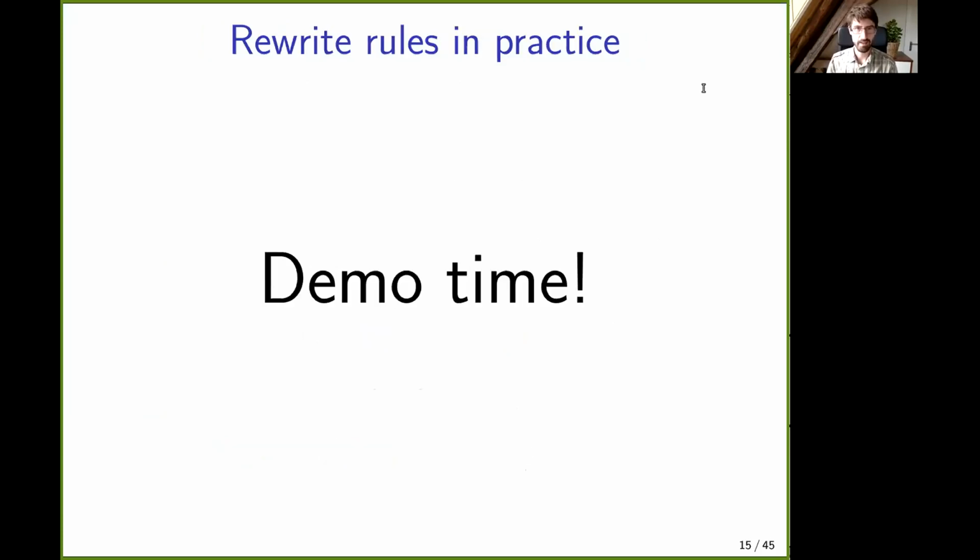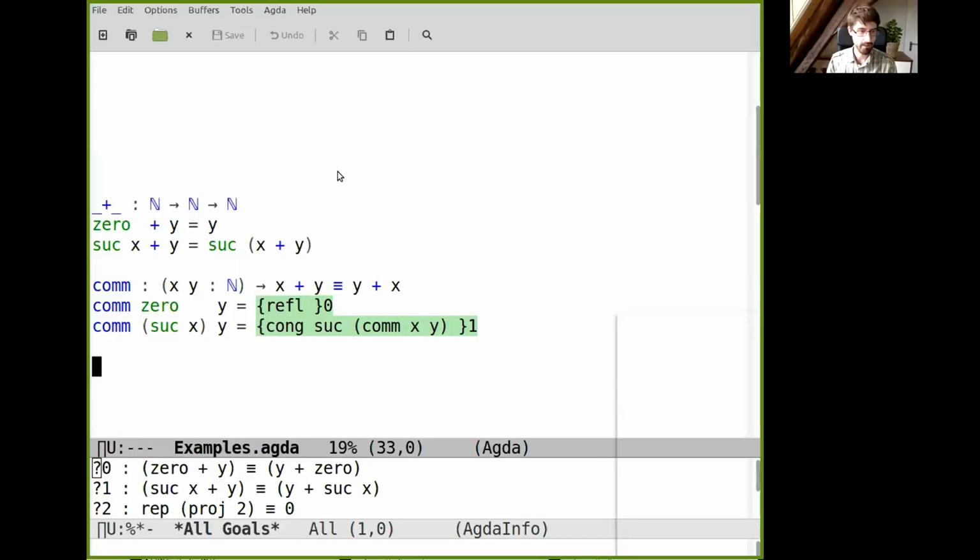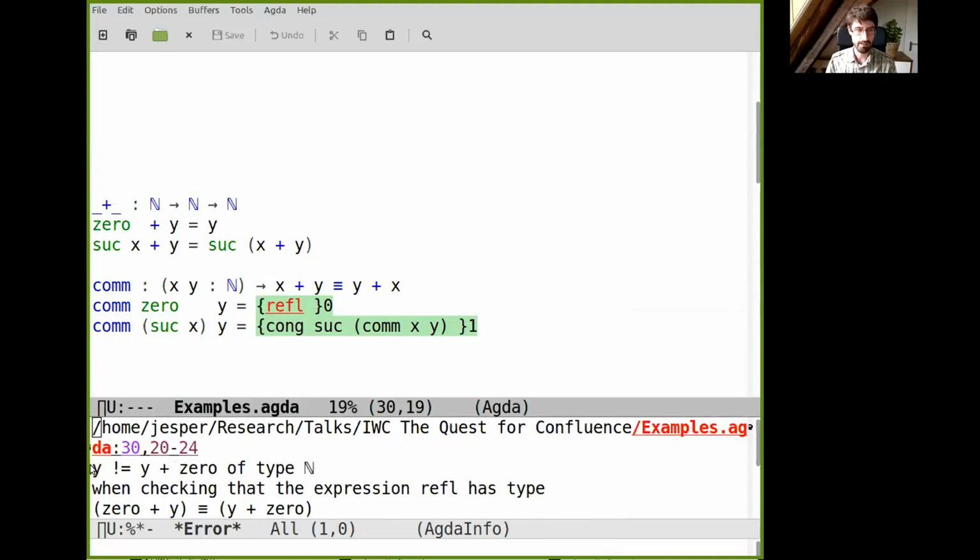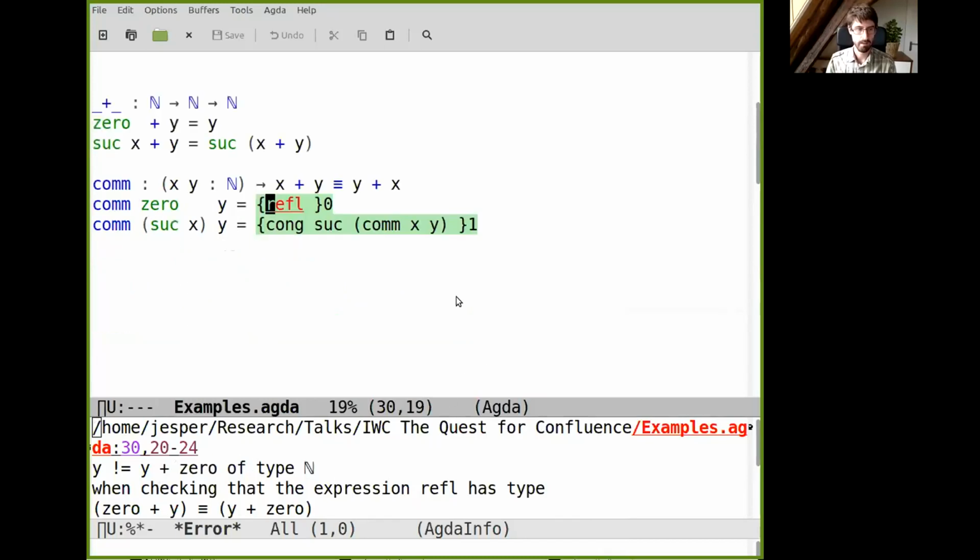And I quickly want to show also how this actually works in Agda. A while ago, I started implementing this extension of Agda with rewrite rules. So here I have a small example. It's the same example as before, this proof of commutativity. If I try to prove this, then indeed Agda gives this error that y is not equal to y plus 0. These green parts are parts of the proof that are not yet complete.